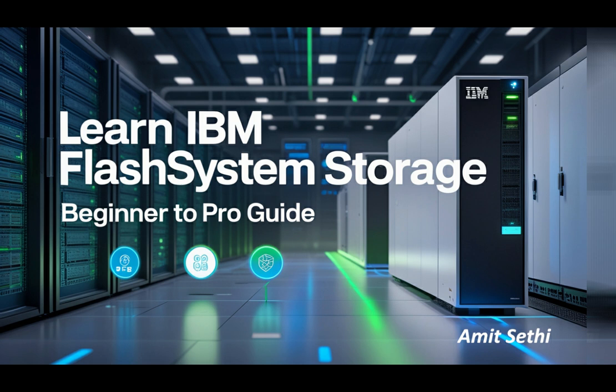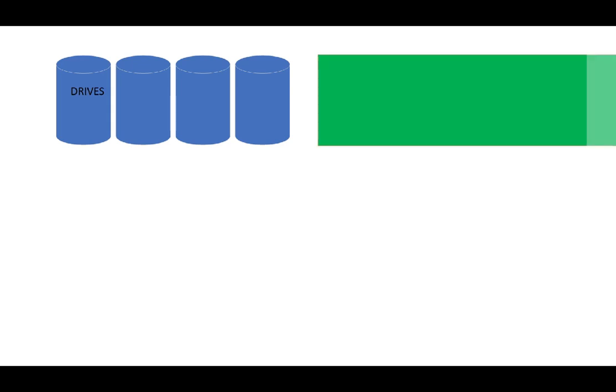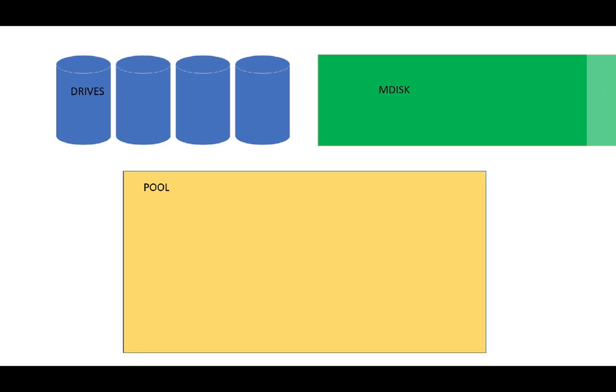So let's get started. Before we start with provisioning, let's talk about a few terminologies that we are going to use. This is our disk drive and there are 4 drives. This is our MDisk that has the RAID on it, and this is our pool that will have the storage.